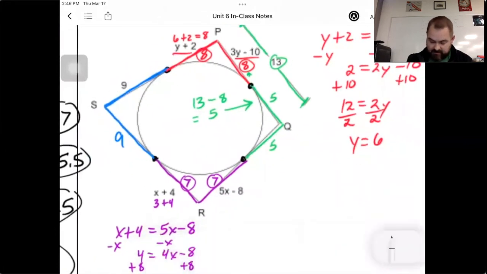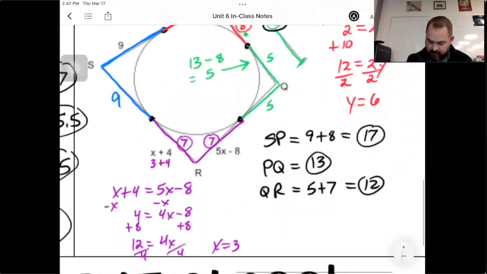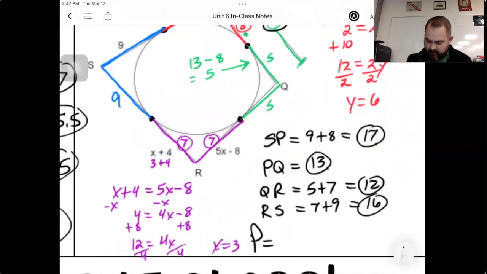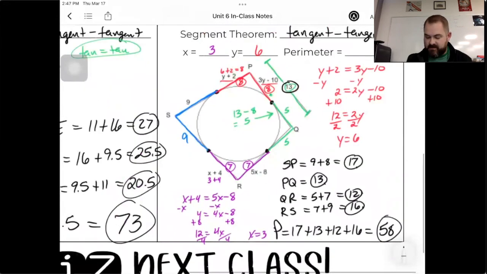The individual side lengths are SP. S to P would be 9 plus 8, or 17. P down to Q, we know that total already. That's the total 13. Q back down to R is 5 plus 7, or 12. And R back up to S is 7 plus 9, or 16. So my perimeter can be found by adding these 4 together. 17 plus 13 plus 12 plus 16. When I add those up, I get a total of 58. So the perimeter of this quadrilateral is 58.